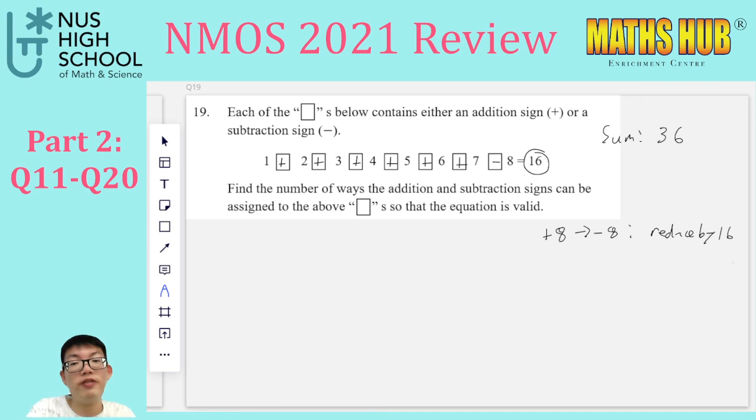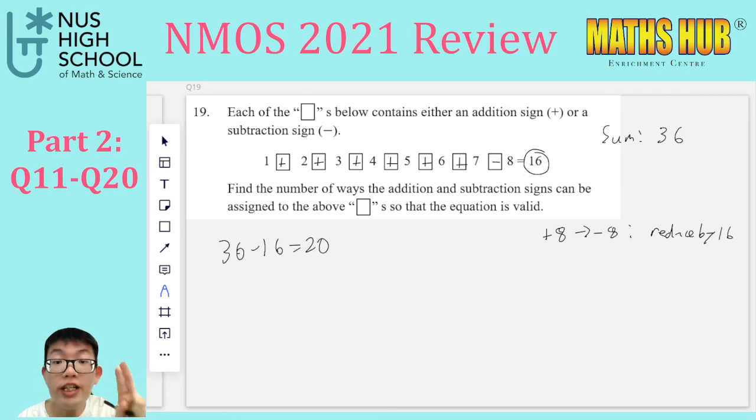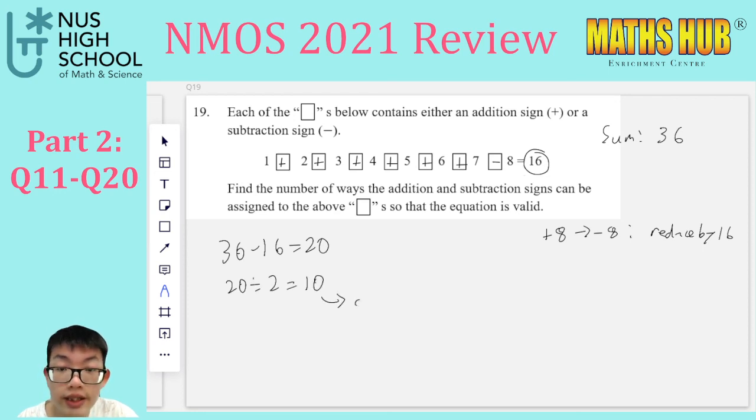So 1 plus 2 plus 3 all the way to 7, and then you minus 8, this is already 20. So it has dropped a lot. Which means that from 36 to 16, you reduce it by 20. But every time you change a plus to a minus, the amount of drop off is 2 times whatever you select. So 20, you can further divide by 2 to give you 10. And so 10 would be the sum of the numbers which we subtract.